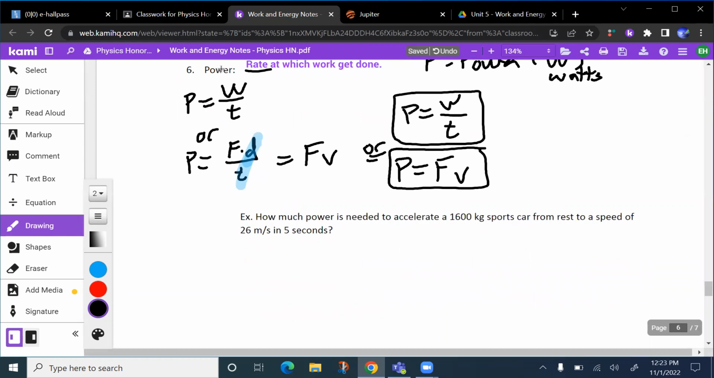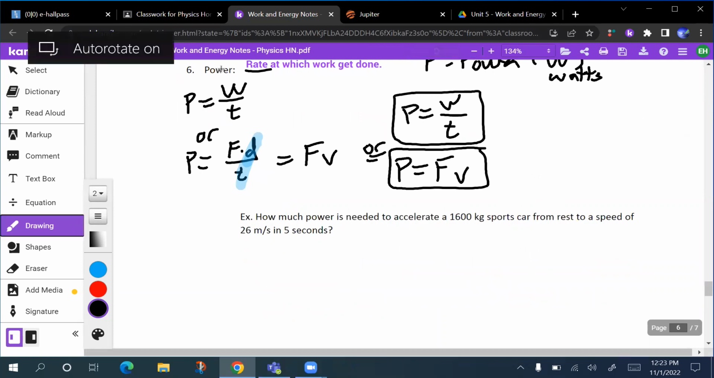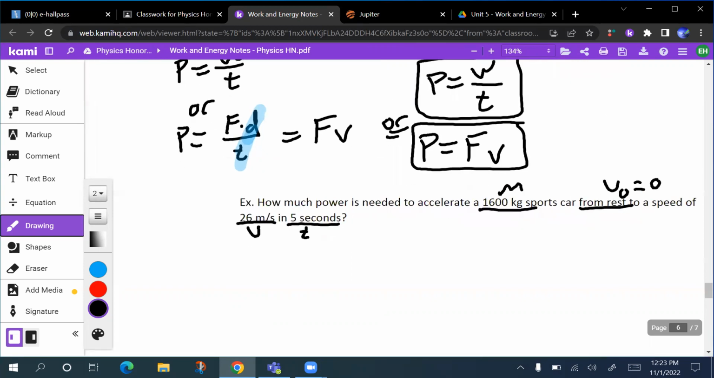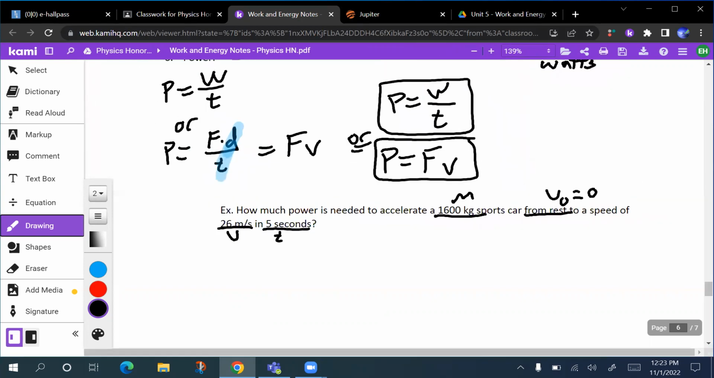So for instance, the example says, how much power is needed to accelerate a 1,600 kilogram mass from rest, so V naught is 0, to a speed of 26 meters per second in 5 seconds. So what are we thinking here? Well, first we could find the work, and then we could divide it by the time. So for work, we could use the work energy theorem.